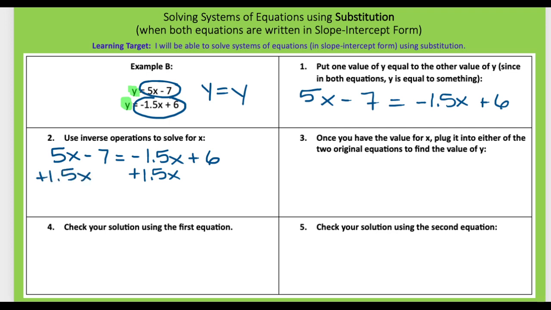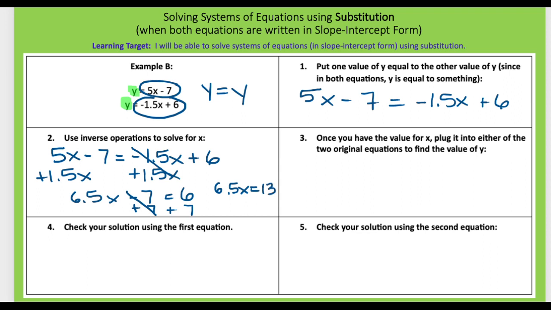Adding 1.5x to the right side, it cancels out. Adding it to the left side, I get 6.5x. And then I have that minus 7, and then I have equals positive 6. Now I'm going to go ahead and add 7 to both sides. This one cancels, and then on the right side, I'm left with 13. So now I have 6.5x equals 13.